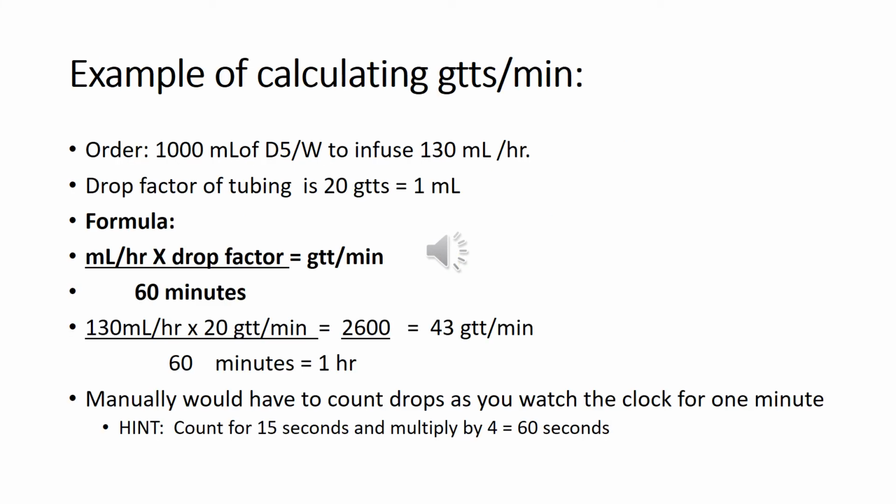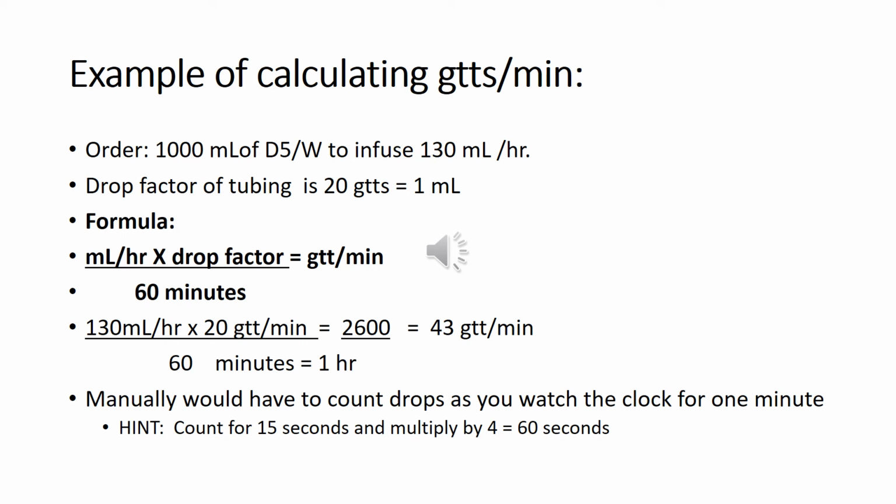Okay, examples of calculating drops per minute. This is for gravity tubing again. So the order states 1,000 milliliters of D5W to infuse at 130 milliliters per hour. The drop factor of the tubing is 20 drops per mL. So the formula is mL per hour times drop factor equals drops per minute, over 60 minutes.